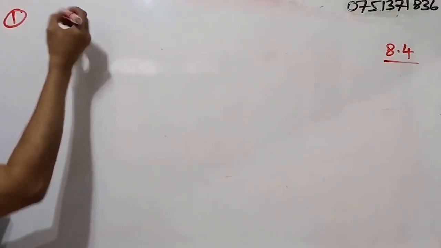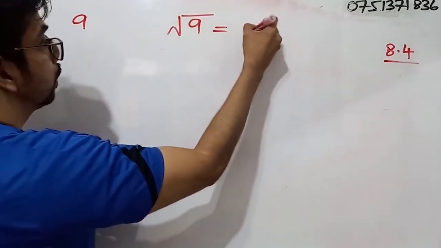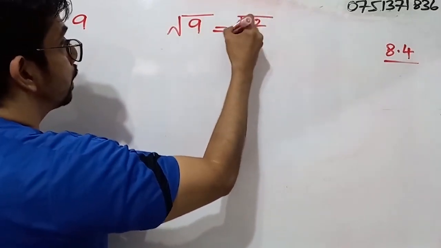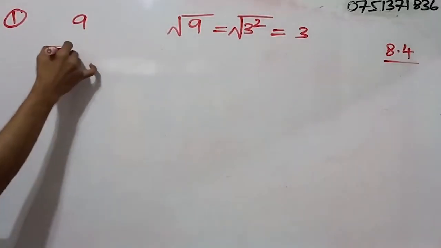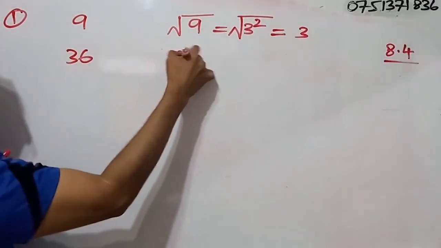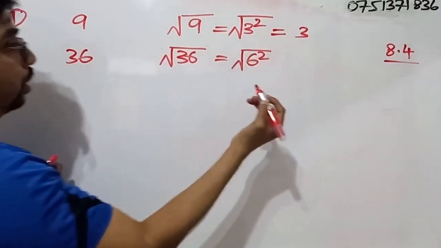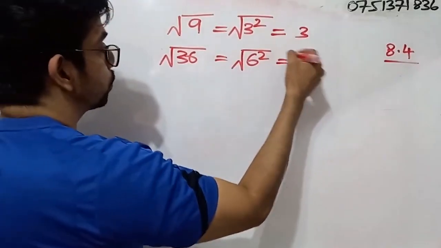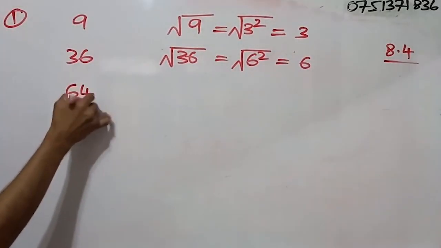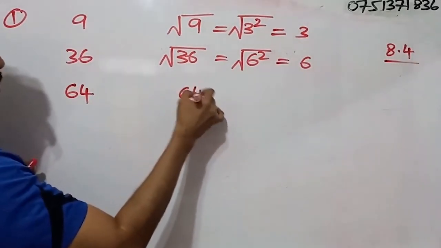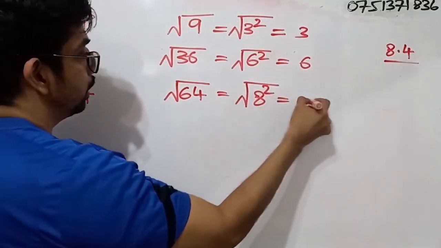So the perfect square is 9. Then the square root of 9. This means 3 to the power 2 inside the square root symbol. So the square root of 9 is 3. The next one we have is 36, so the square root of 36. That means 6 to the power of 2 inside the square root symbol. So the square root is 6. The next one we have is 64. That means 8 to the power of 2 inside the square root symbol, then we have 8.